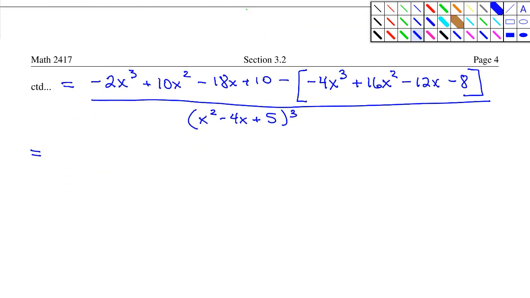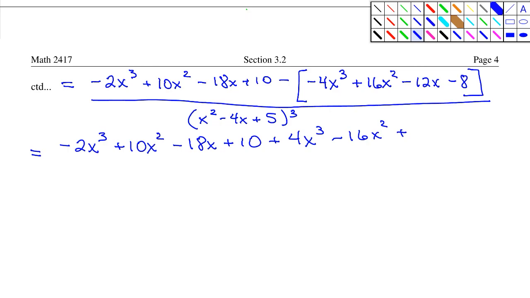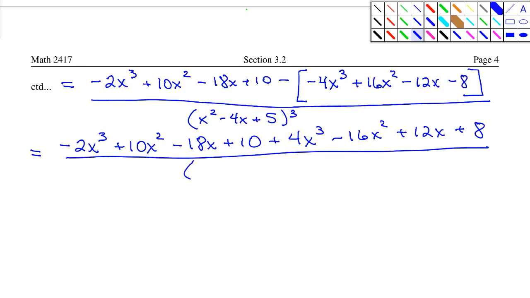And now we distribute the negative. So it's negative 2x cubed plus 10x squared minus 18x plus 10 plus 4x cubed minus 16x squared plus 12x plus 8. All divided by the same denominator.